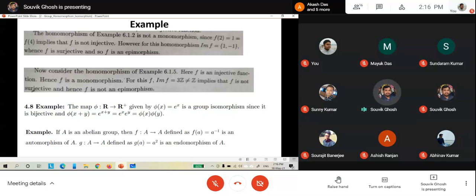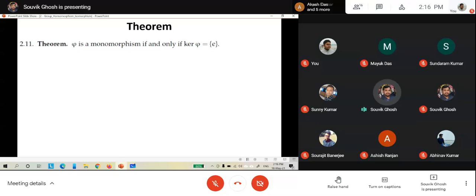So this is an endomorphism only, but this is not an automorphism. We have one theorem with us: we have one homomorphism phi defined from G to H. The theorem says that if the homomorphism is a monomorphism, then the kernel of phi is {e} only, that is the singleton set {e}. And in the reverse way also, if the kernel of phi is {e}, then the reverse is also true, that is, the homomorphism is a monomorphism.